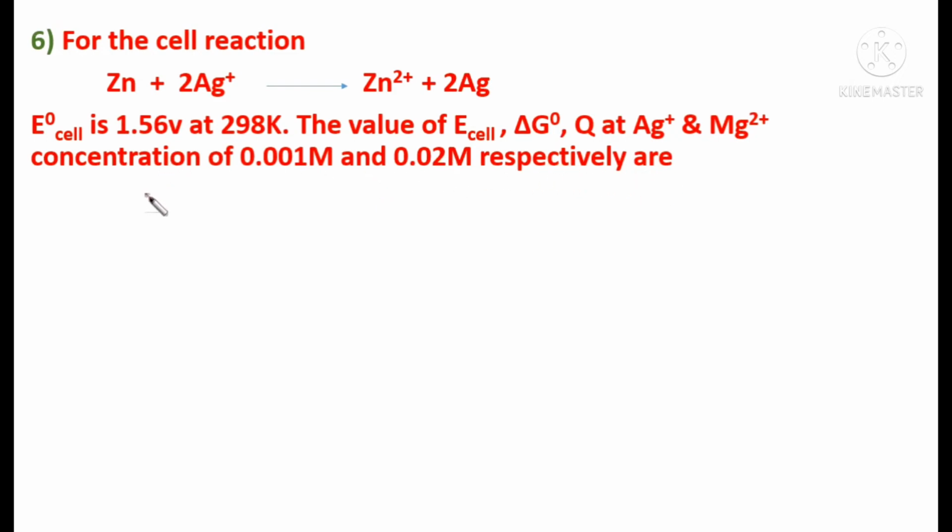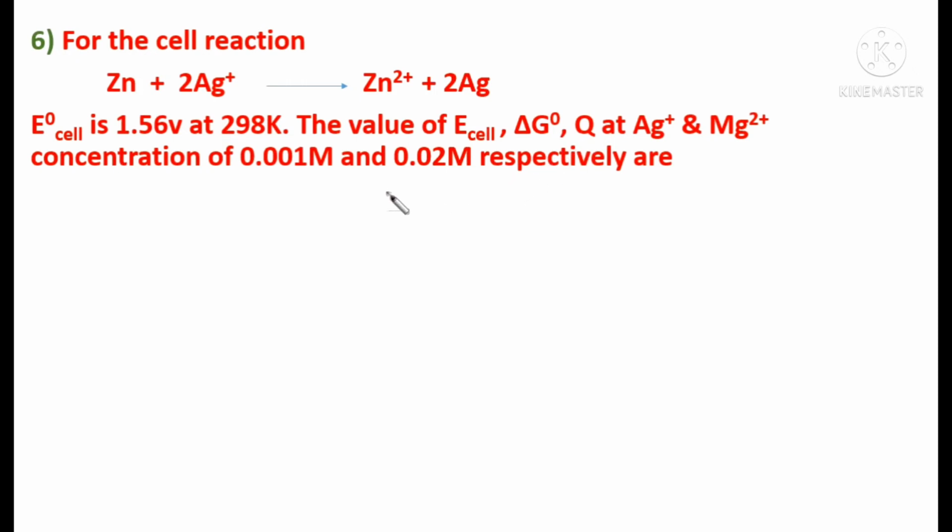In the problem they have given the E0 cell, that is the standard electrode potential of the cell, 1.56 volt. The temperature is also given, 298 Kelvin, and the concentrations of the Ag+ ion and Zn2+ ion are also given, 0.001 M and 0.02 M. You are supposed to calculate the E cell value, then the standard free energy change, and also Q, which is nothing but the mass action ratio. So all these three quantities you are going to calculate.